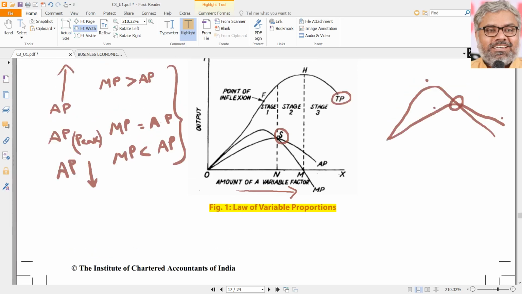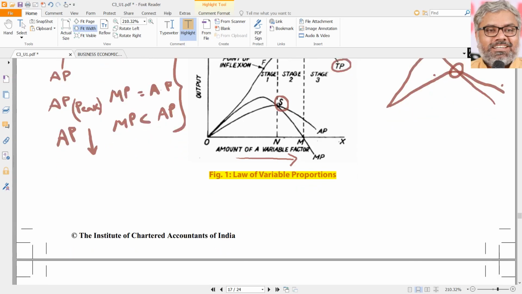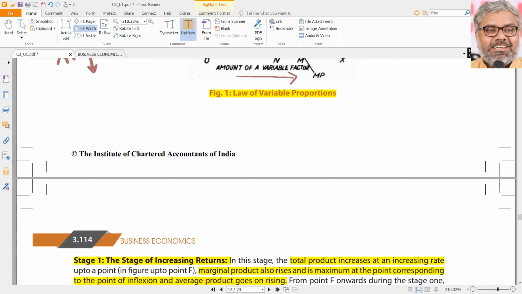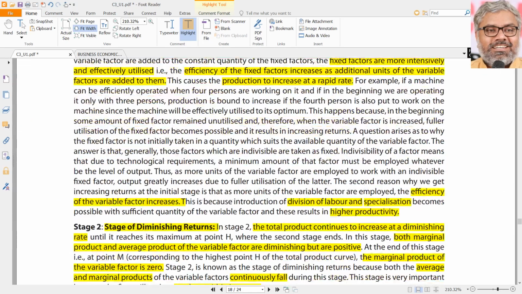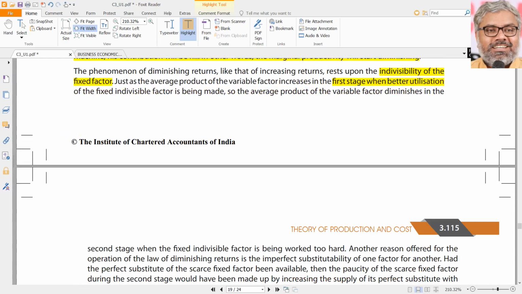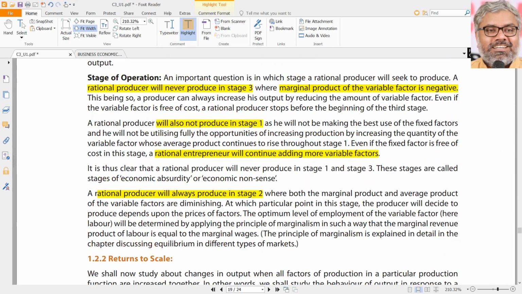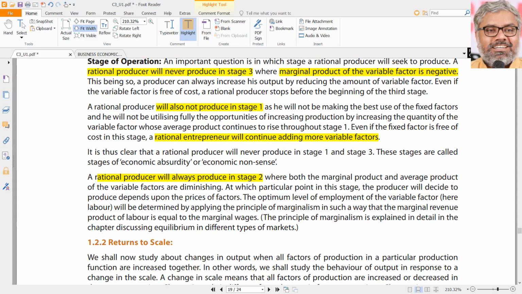But of course, in this stage also average product, marginal product, both are declining, no doubt. But the point you have to understand is total product is not declining. Total product is still increasing, though at a slower pace. Total product is still increasing. That is why somewhere in stage 2, which point in stage 2 we don't know, that is their choice. Somewhere in stage 2, normally the rational producers will operate or will try to operate.